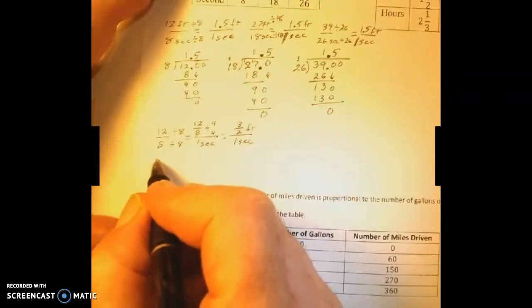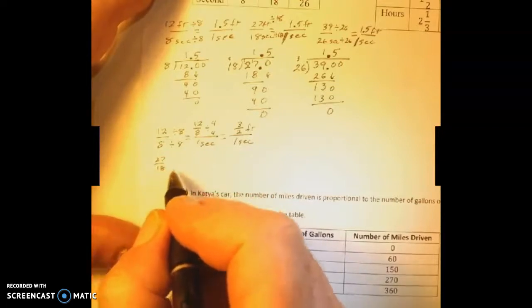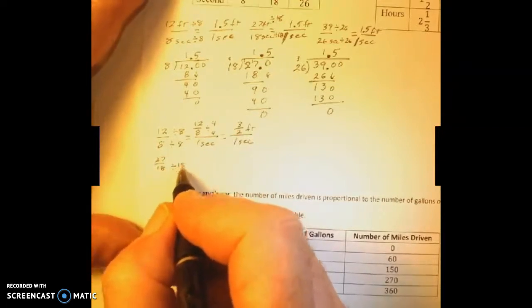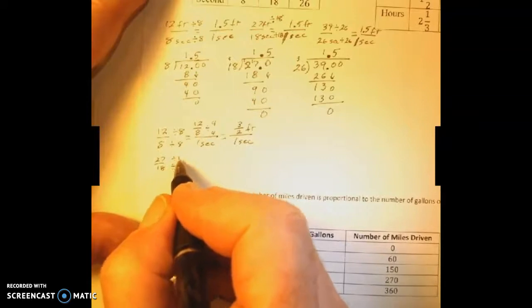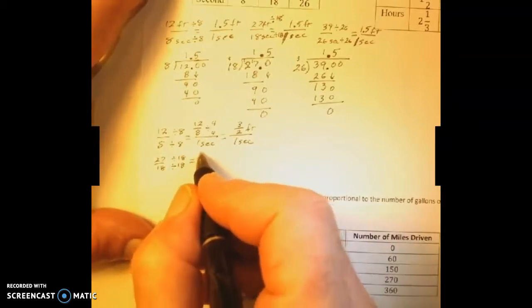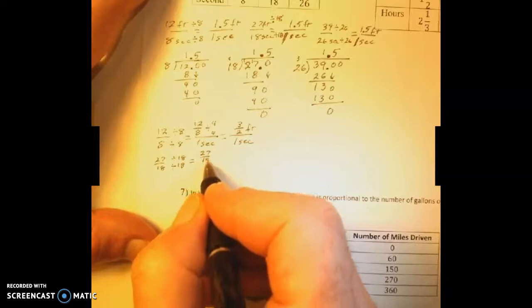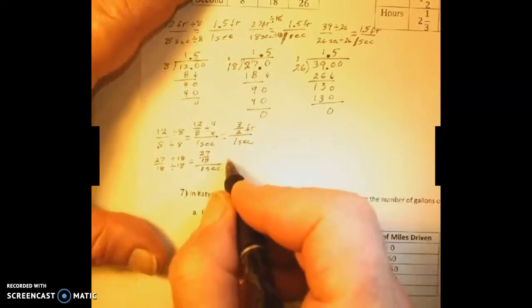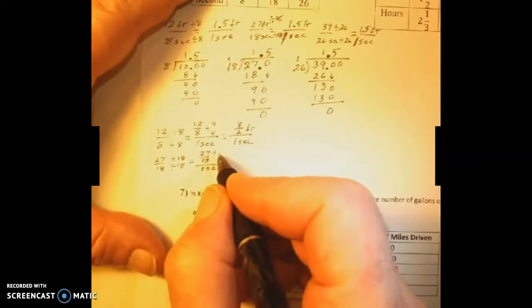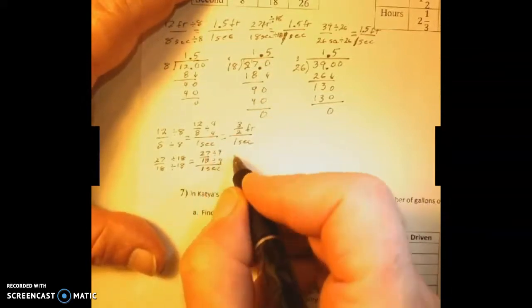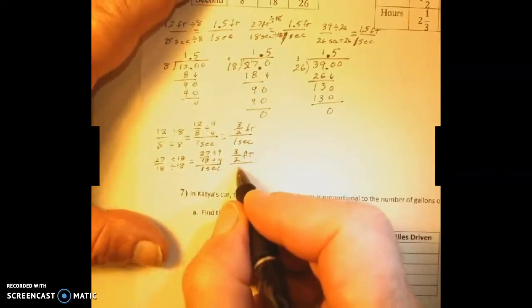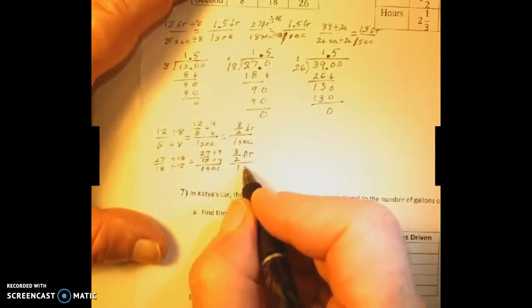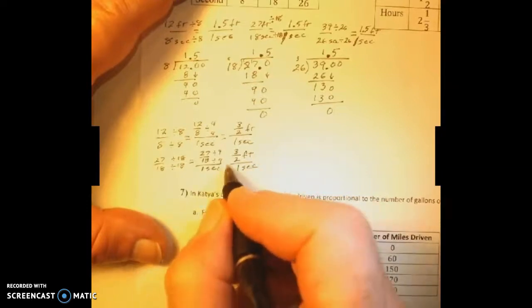It is 27 over 18. You're going to divide by 18, and you're going to get 27/18 over 1 second. And both of these are divisible by 9, and you are going to get, again, 3 over 2, 3/2 of a foot per second, or again, 1 1/2 feet per second.